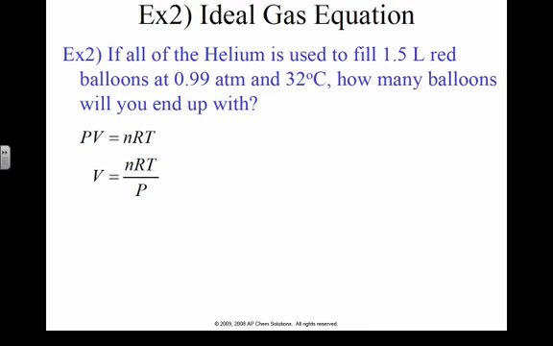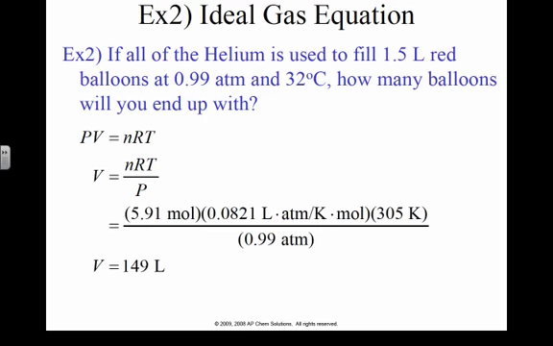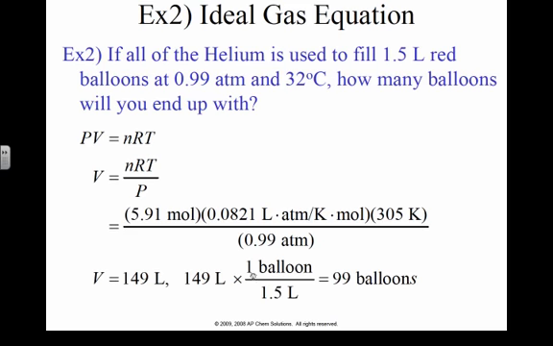Well, volume is what we're going to be solving for. Plug in your moles, plug in the temperature, plug in the pressure, and you get 149 liters. If one balloon is 1.5 liters, then we have 99 red balloons.